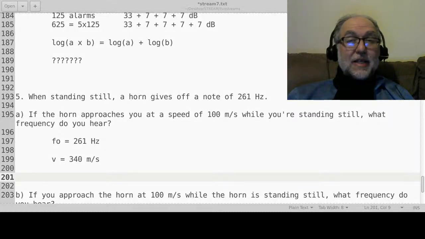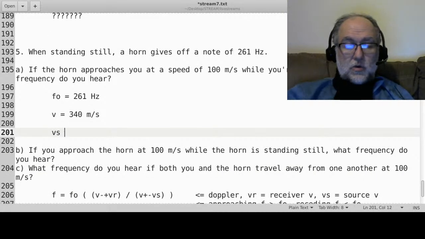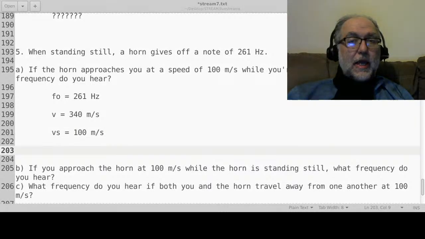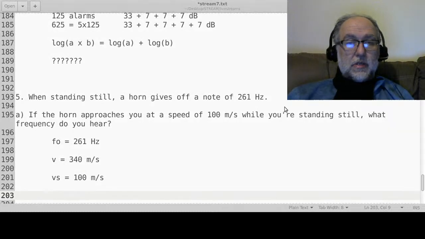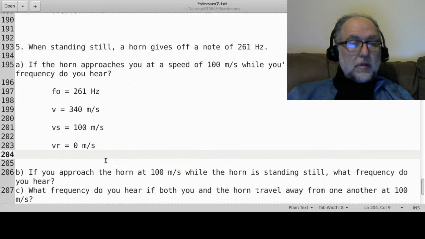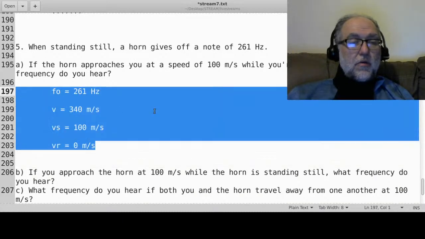Well, there is the velocity of the source and the velocity of the receiver. The source is whatever is producing the sound. What's producing the sound? Well, the horn is, and it's moving at 100 meters per second. So the velocity of the source is going to be 100 meters per second. And the receiver is you, and you are standing still. So you, the receiver, are VR equals 0 meters per second. And there you go. There are all the pieces.